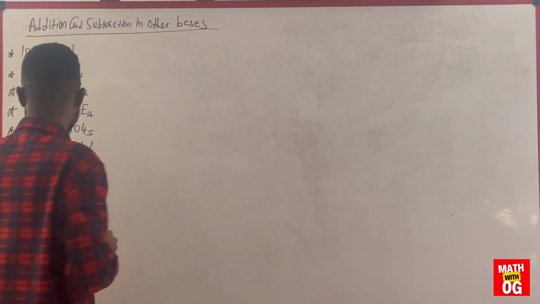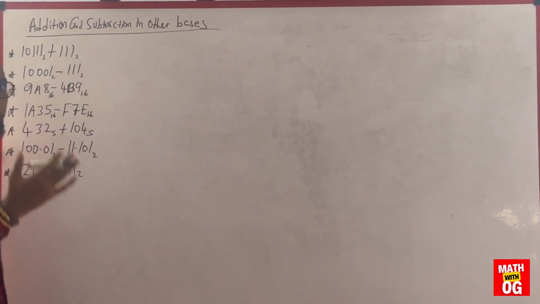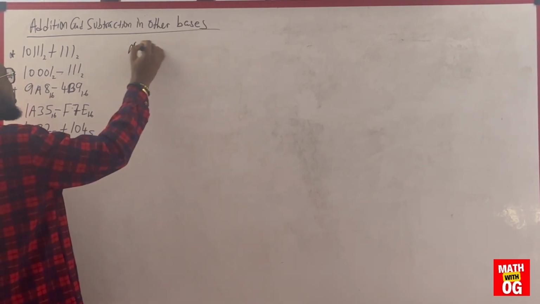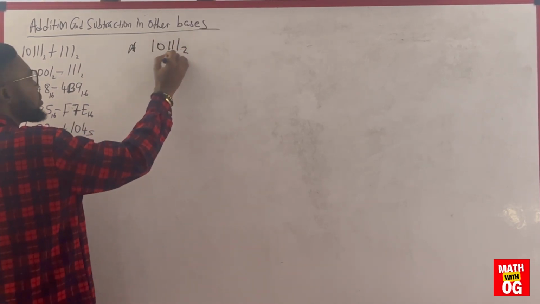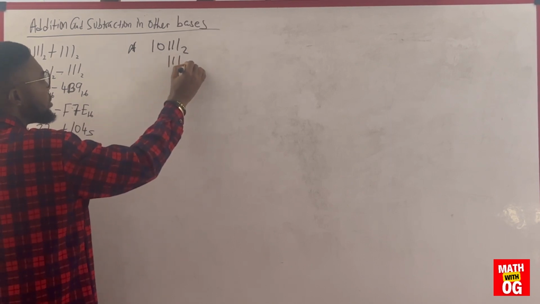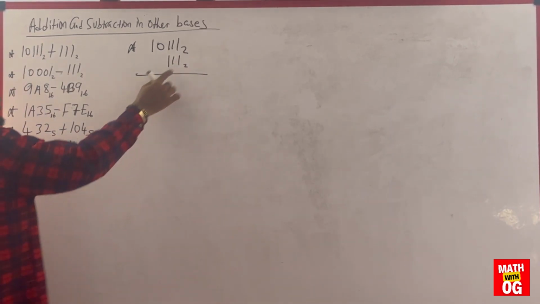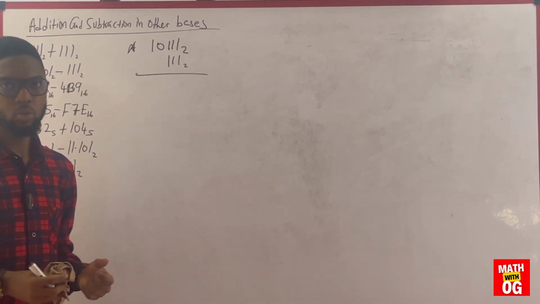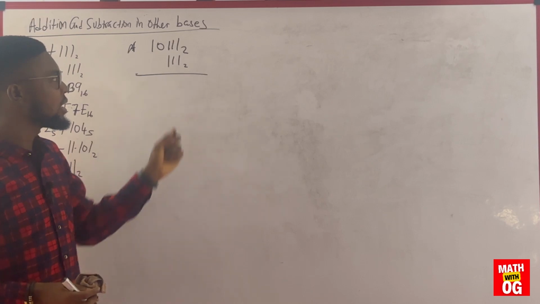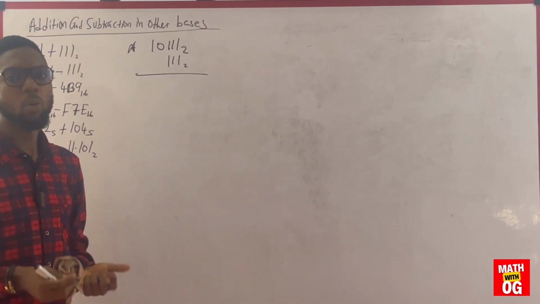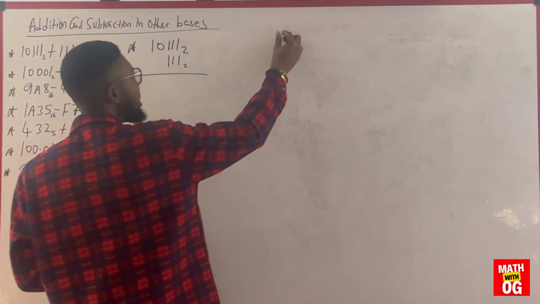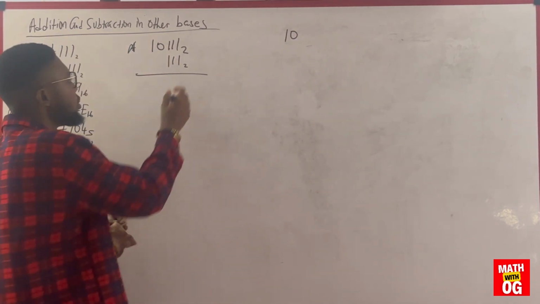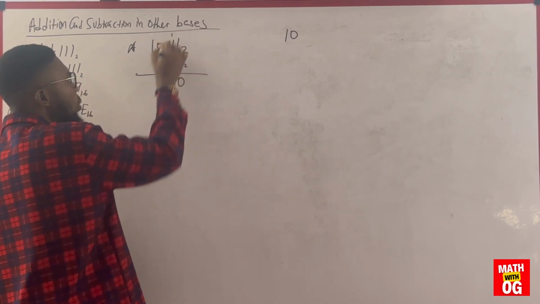So pay attention, and if you don't understand, you can simply pause the video or rewind and go over it a second time. So this is 10111 base 2, and what I have here is 111 in base 2. Now let's add together. 1 plus 1 is simply 10 in base 2, or you can say 1 plus 1 is 2 in base 10. Now what is 2 in base 10? 2 in base 10 is simply 10 in base 2. Since 2 is 10, you put down 0 and carry 1.